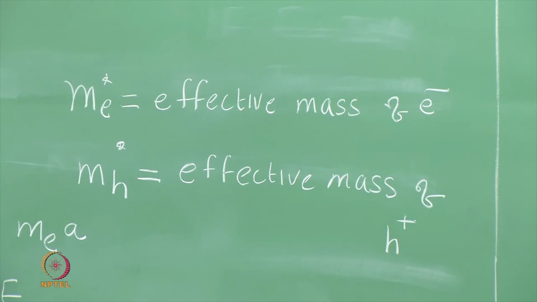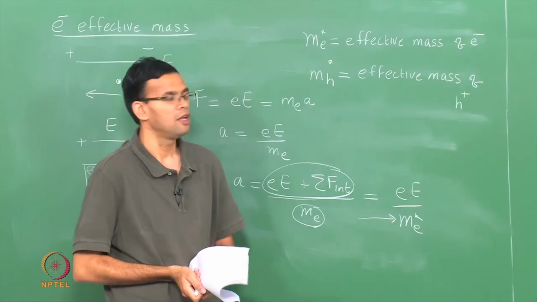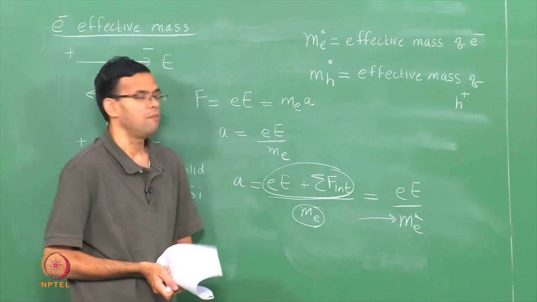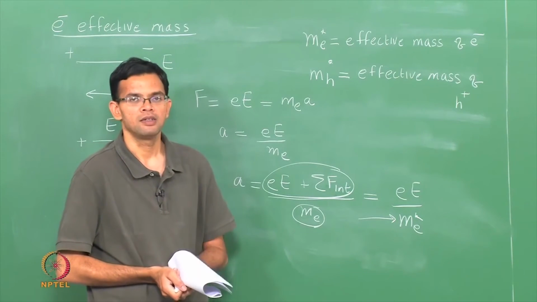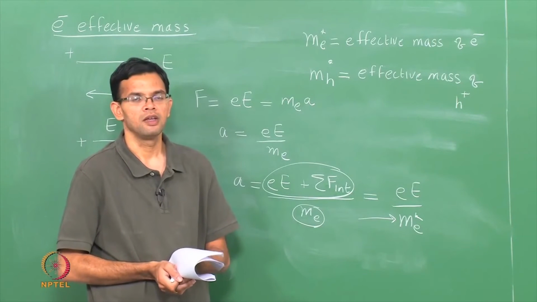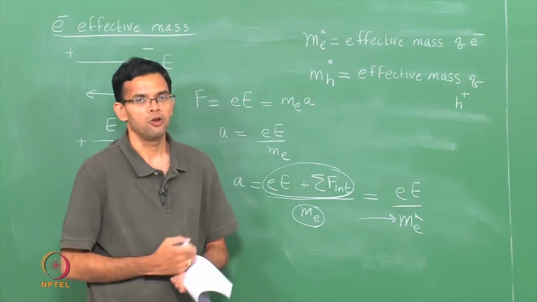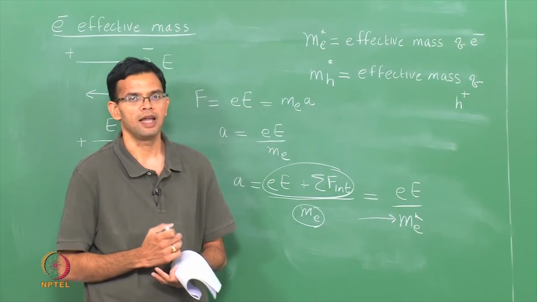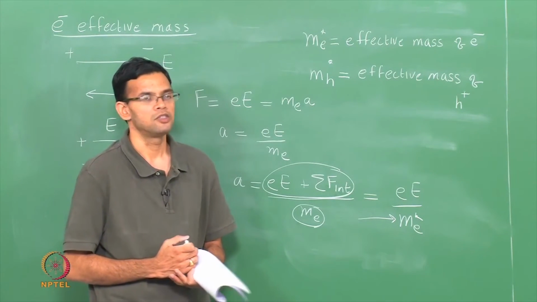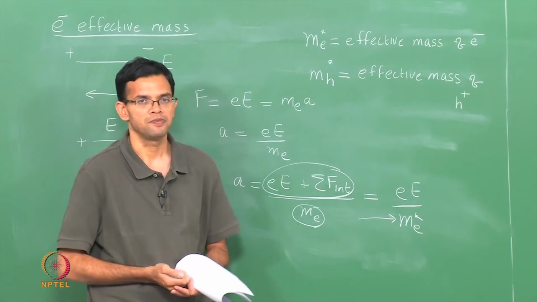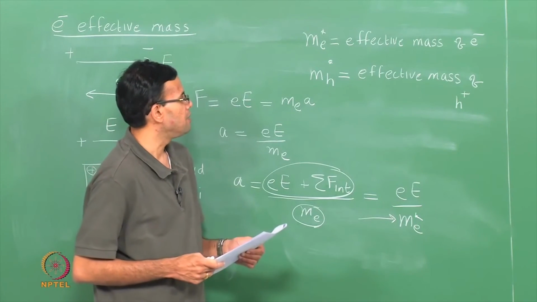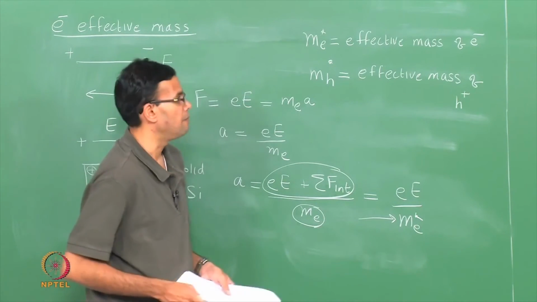Now, the effective mass term will basically affect the conductivity of a material. Lower the value of me star and mh star, higher is the conductivity. One way we can think about it is that if these values are lower, then the influence of the lattice is less, and so you have higher conductivity. Let us look at some typical values for me star and mh star.